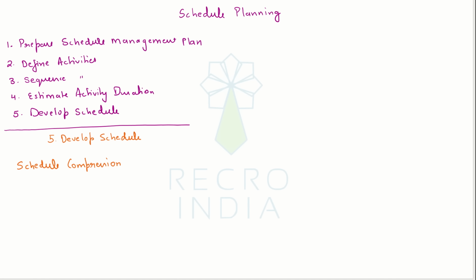Now, the schedule compression can be performed either by fast tracking or by crashing. Pretty straightforward concepts. We'll understand the difference with a simple example.